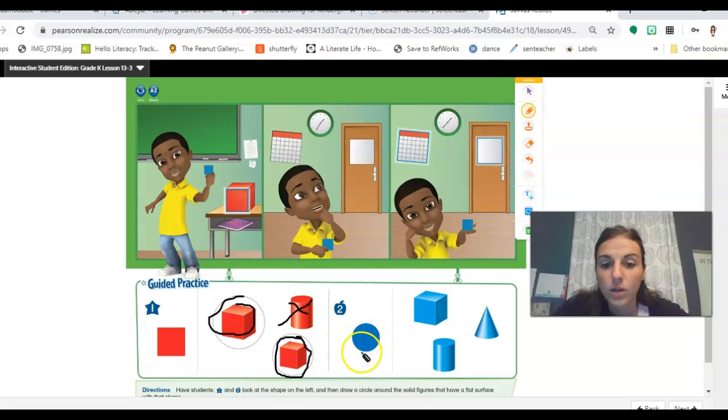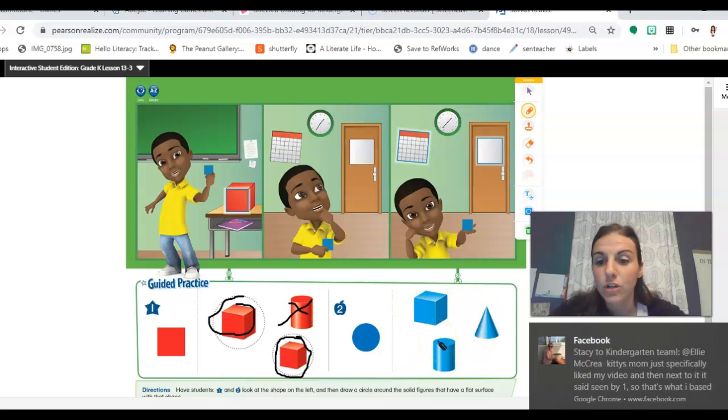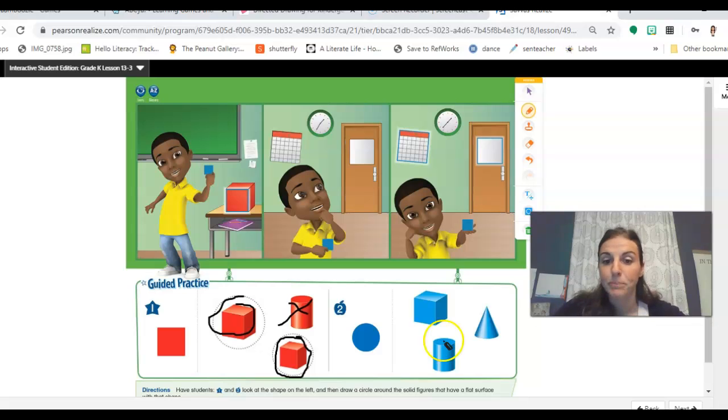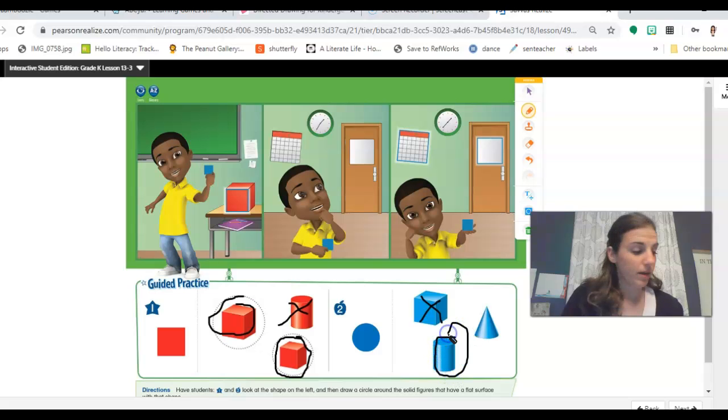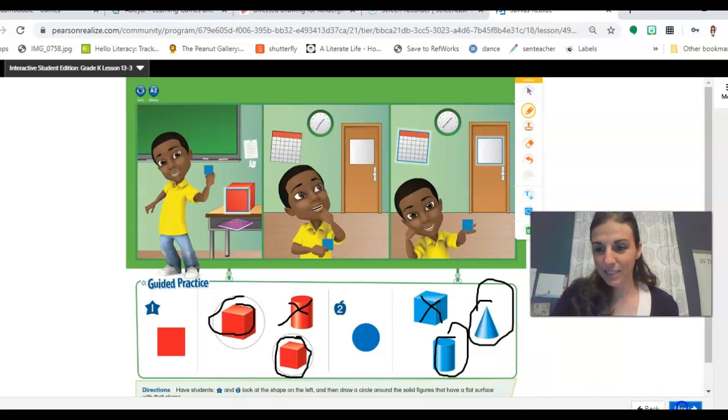Number two, let's look at this shape on the left, a circle. And then look at these shapes. Which solid shape has a circle as part of one of its surfaces? Does a cube have a circle in it? No, it doesn't. Does a cylinder? Yes, it has two circles, the top and the bottom. And does a cone have a circle as part of it? Yes, it does. The bottom of a cone is a circle. So you would circle that. Nice job. Let's go on to the next page.